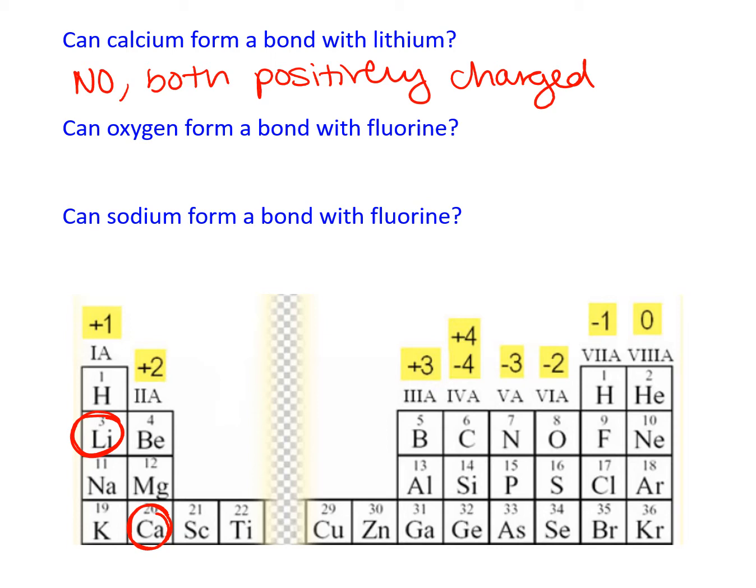Similarly, when we're looking over at whether or not oxygen can form a bond with fluorine, we see that both of them are going to have negative charges. So the answer to that question would also be no, because they are both negatively charged. So they're going to repel one another.